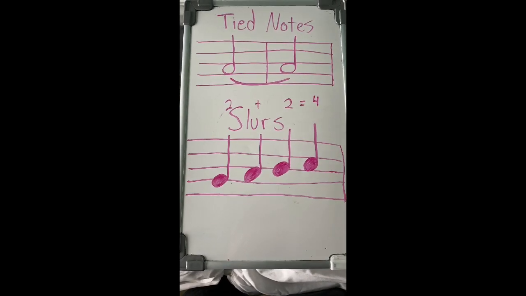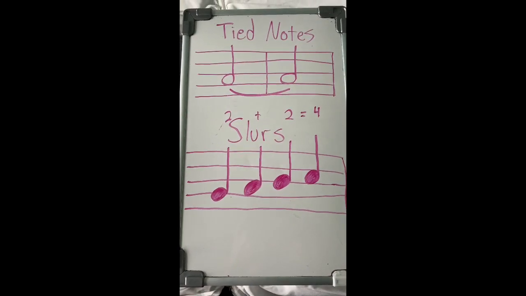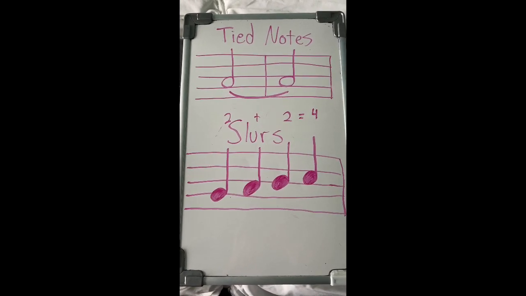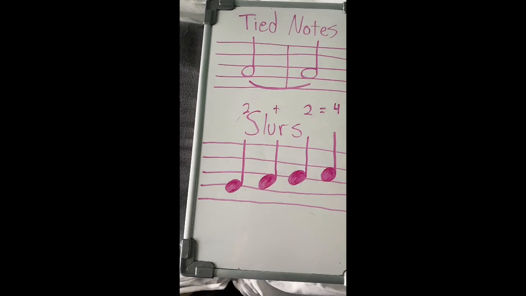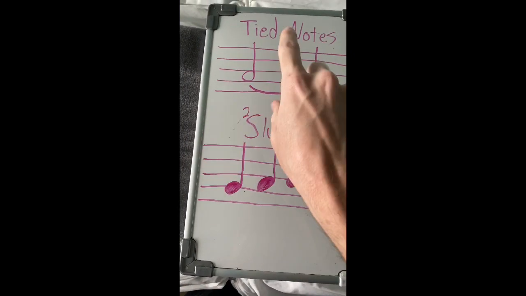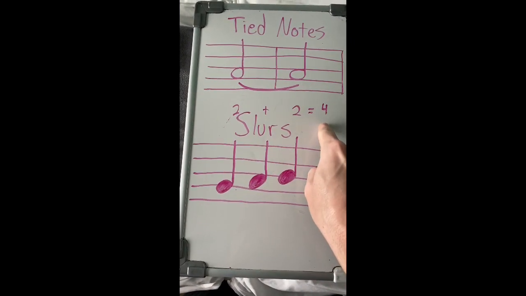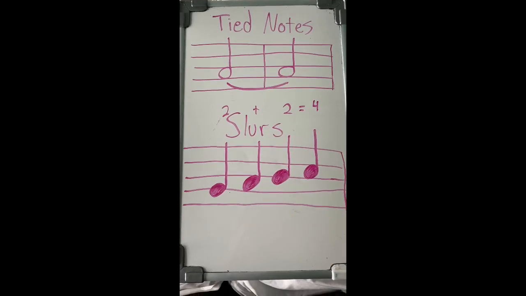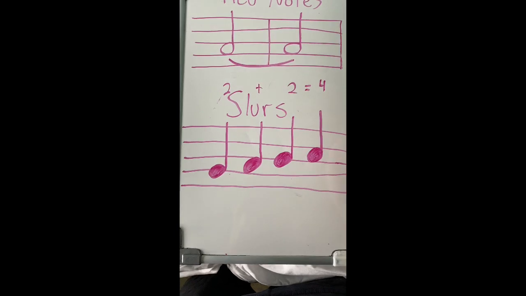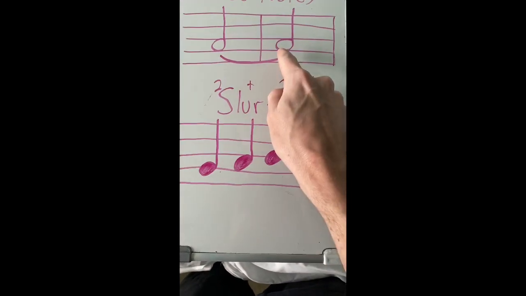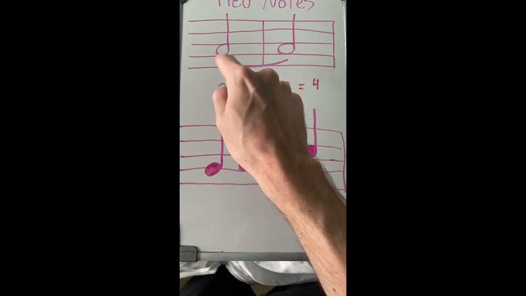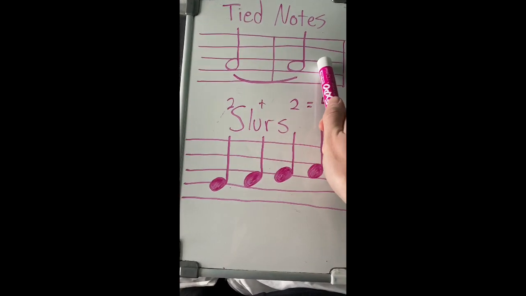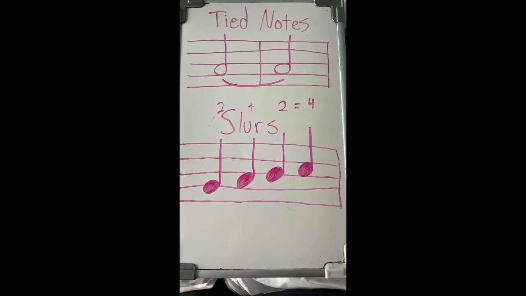Now here's what it would sound like on the recorder. Rather than playing each of those for 2 beats, I played one note for 4. That is how a tied note works. Now remember, the rule for tied notes is that the notes have to be on either the same space or the same line. So since these are both on the space where A is, we have a tied note.